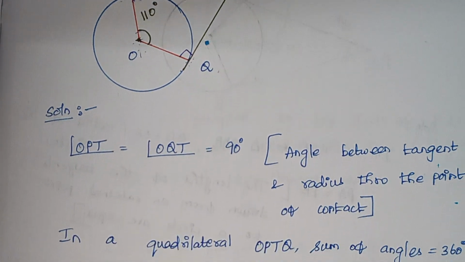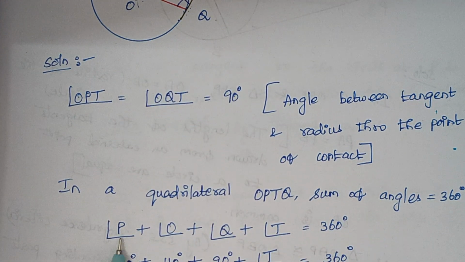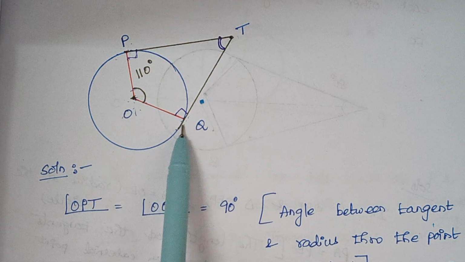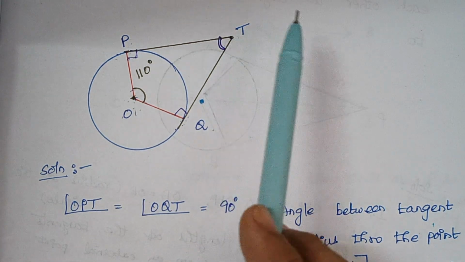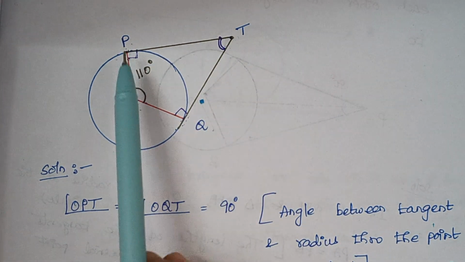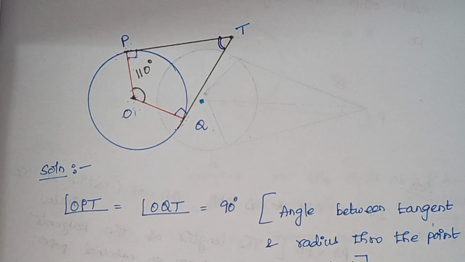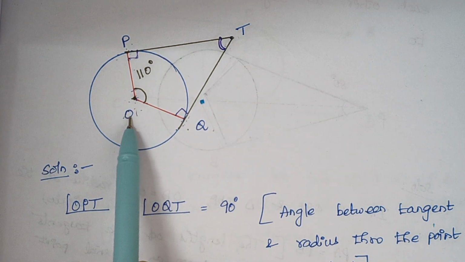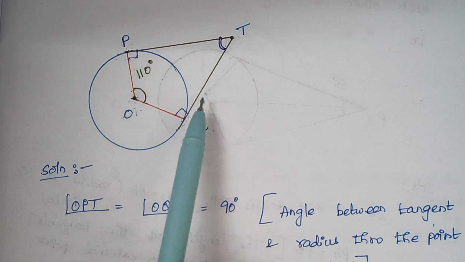So just write down the values initially. It is angle P, angle O, angle Q and angle T. What is the value of angle P? It is 90. What is the value of angle Q? Again it is 90. And the value of angle O is given in the problem, it is 110.